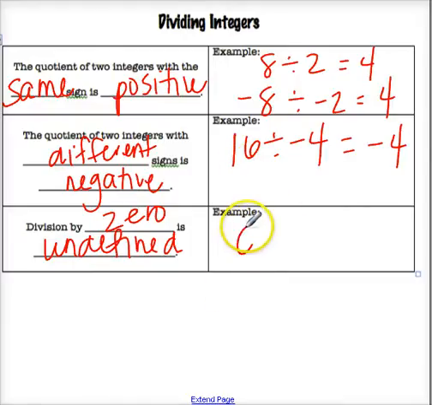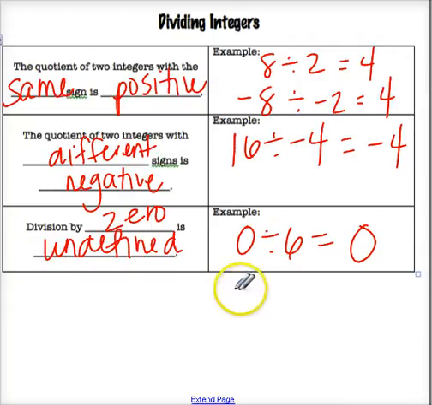First of all, if you took 0 divided by any number, the answer is just 0. So if I have, let's say, 0 people and I want to divide those people into 6 groups, in each group there would be 0 people because that's what I started with. So 0 divided by a number is 0.